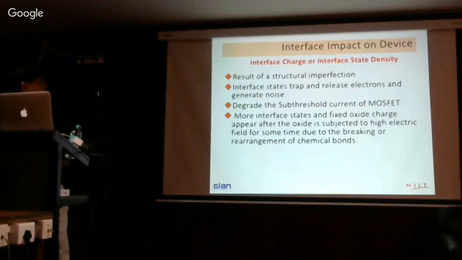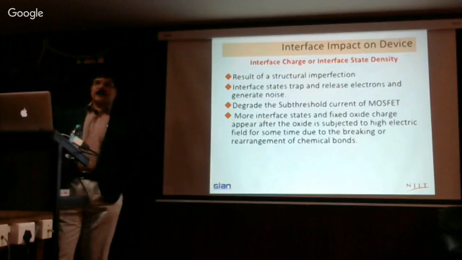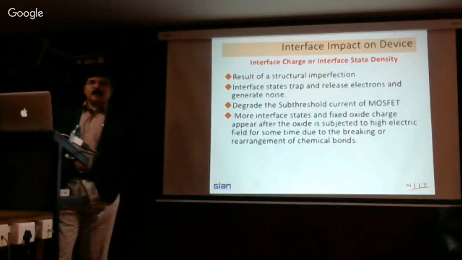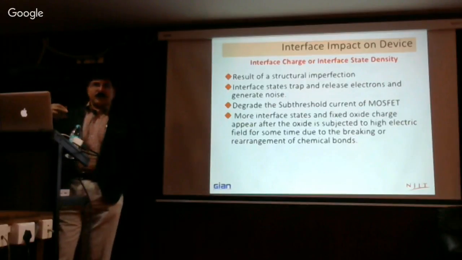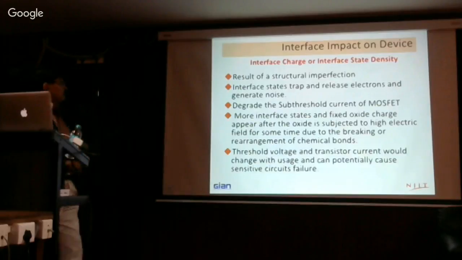And obviously, there is bond breaking at the interface and the rearrangement of chemical bonds, because if you stress the device at high voltage, it will break some of the bonds. Now if you leave it at room temperature for some time, some of the repairing also will take place, because room temperature itself will fix some of the bonds. So it will break and repair, that sort of thing also. And the threshold voltage and transistor current will change with use and potentially cause sensitive circuit failure.